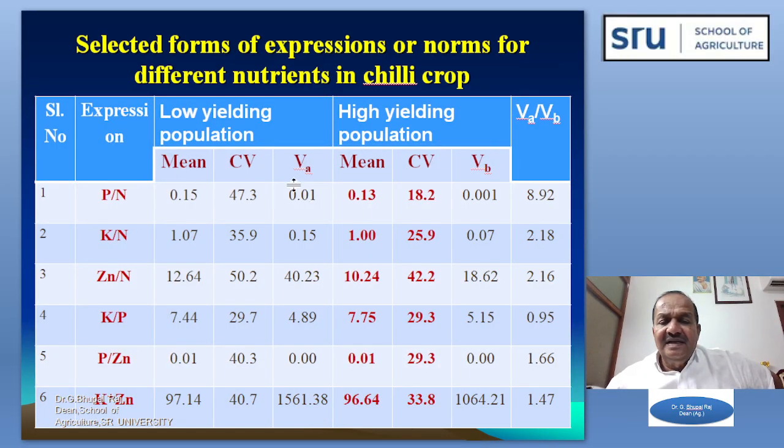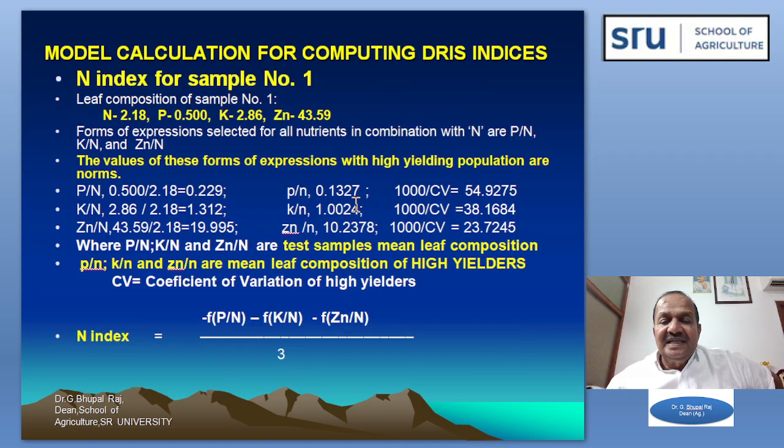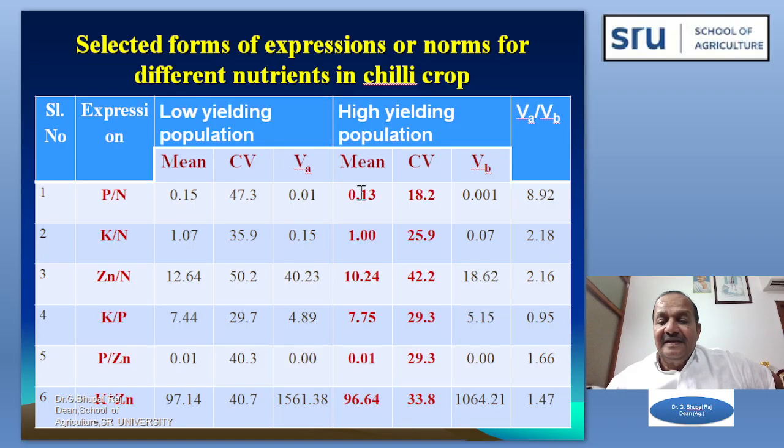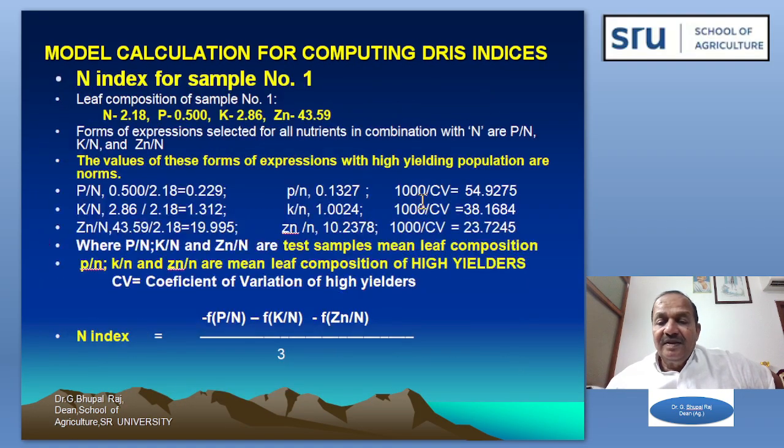Here you see P by N. What is the mean value? 0.13. For the selected expression P by N, the mean value of the yielding population is 0.13. So that means here small p by n is 0.13, and we have taken this test sample. Then 1000 by CV, the coefficient of variation related to small p by n, is 18.2. So 1000 divided by 18.2 gives 54.9275.